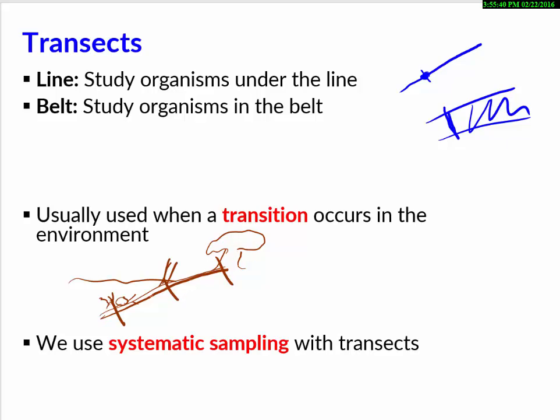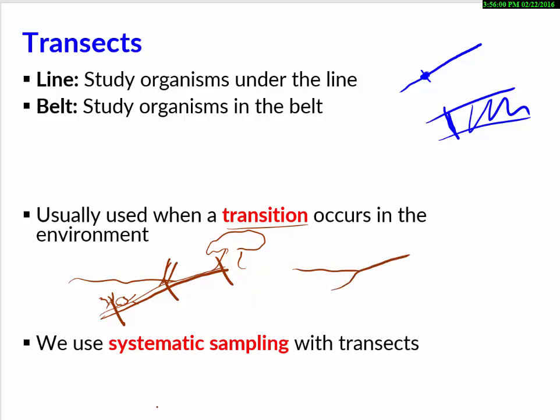So we would use this to see how the distribution of species changes as a transition occurs through the environment. We could also use it in maybe a salt marsh, and this is the same situation. You would have the water and a shore, and the species are going to change as you get away from the water.